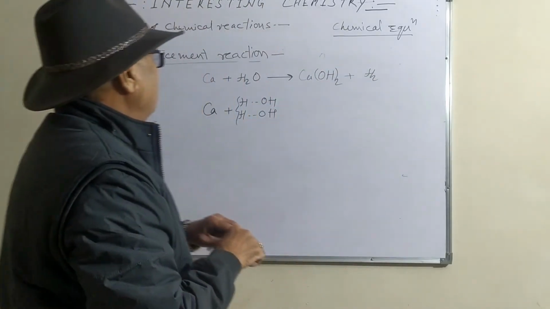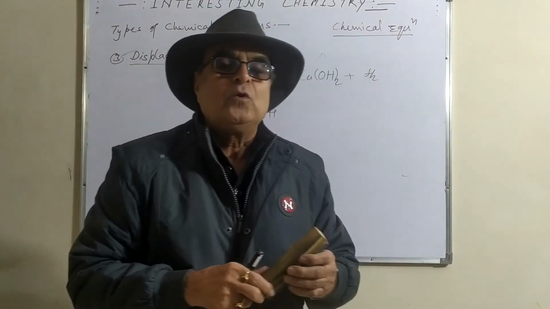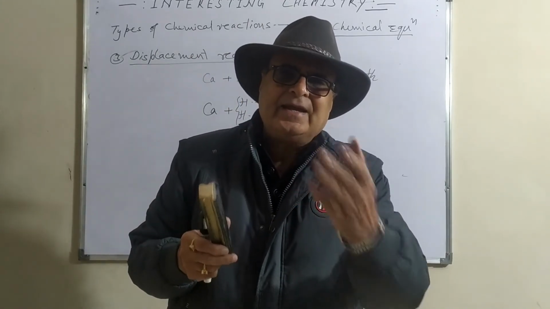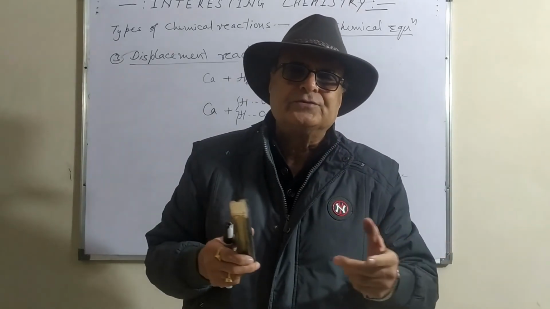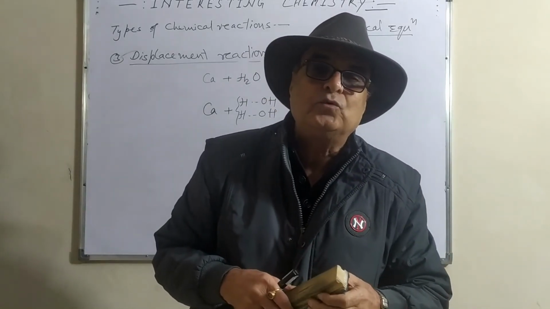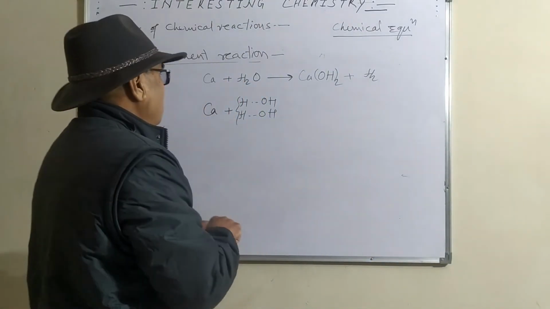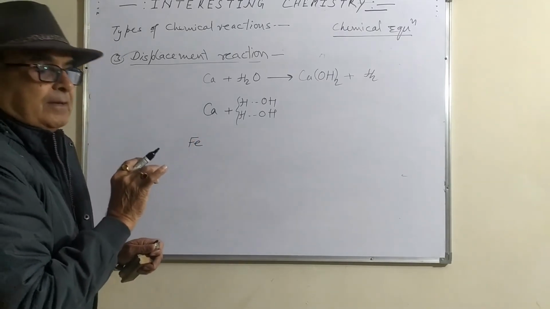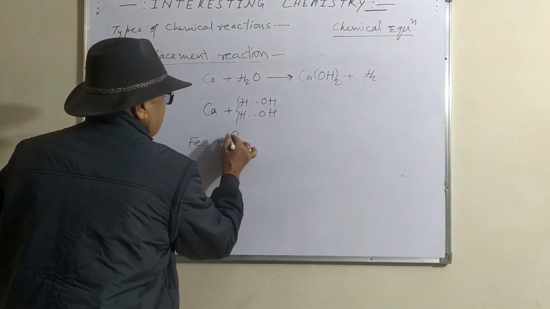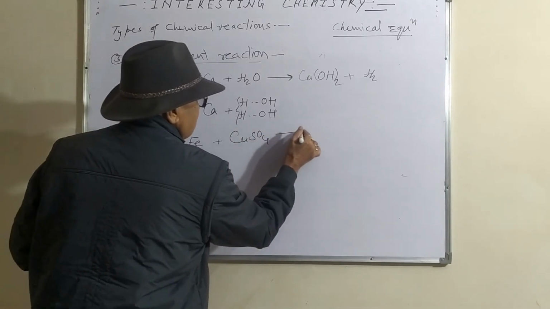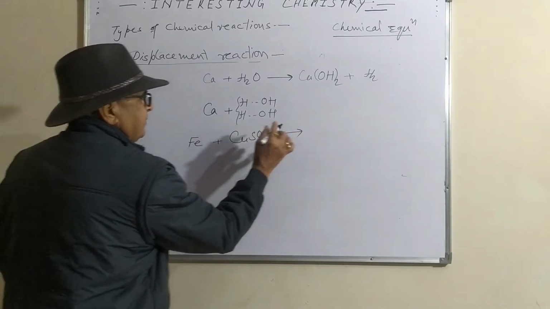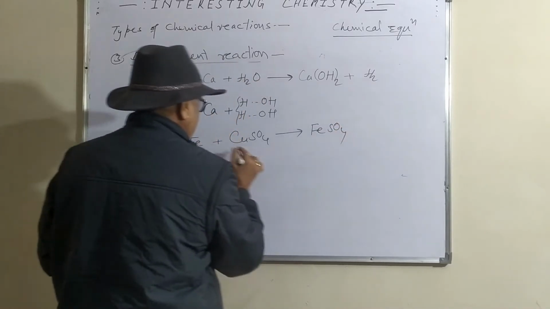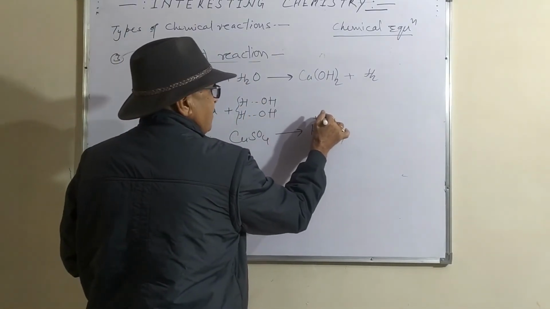In the same manner, there is a very popular reaction: when iron nails are added in the copper sulfate solution, the iron nails get converted into yellow. What is the reaction? Suppose the iron nails are Fe. When Fe is added into the copper sulfate solution, CuSO4, Fe will replace Cu. So FeSO4 will be formed, the ferrous sulfate, the newly formed compound.